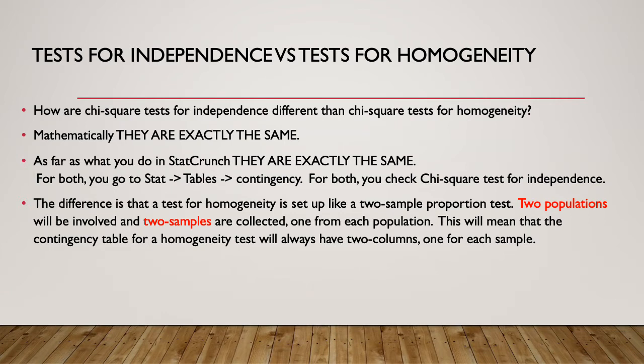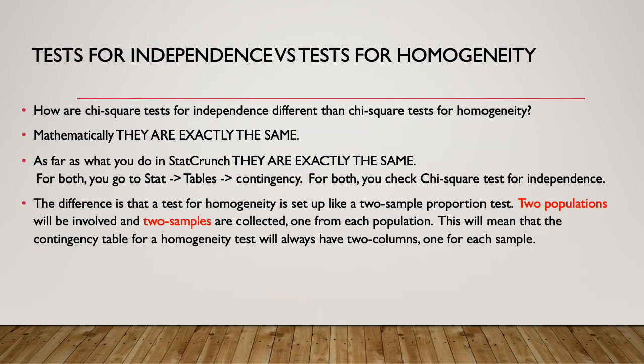A test for homogeneity is set up like a two-sample proportion test. It's going to involve two populations and two samples that you will collect, one from each population. One of the features of a test for homogeneity will be that your contingency table is going to have two columns, one column for each sample.